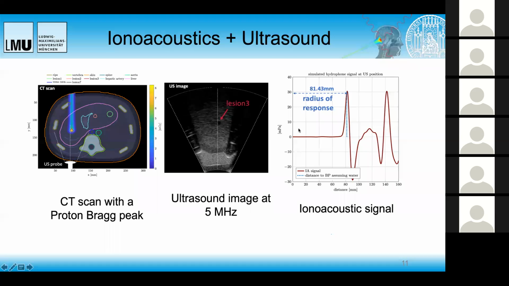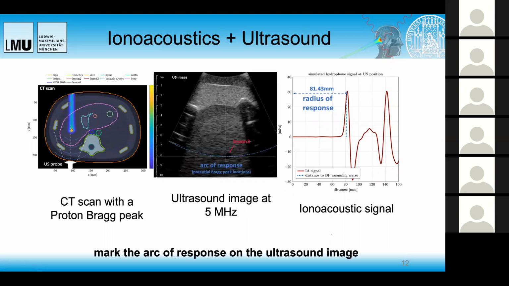And if we now measure the ion acoustic wave, which is basically illustrated here in the right figure, this is an acoustic simulation, we can then derive basically the location by simply taking the maximum, and this corresponds to a radius of response. And if we map this information back to our ultrasound image, then we can do, in principle, range verification on the underlying tissue anatomy.